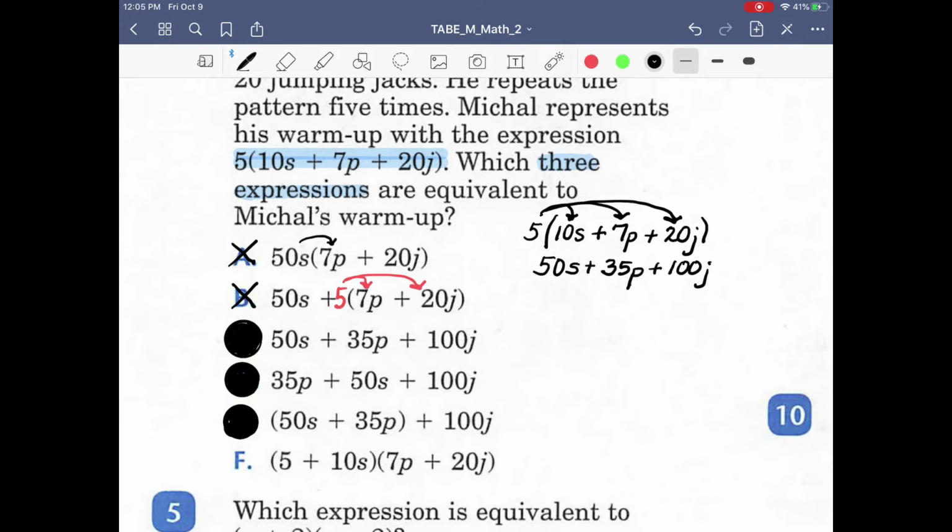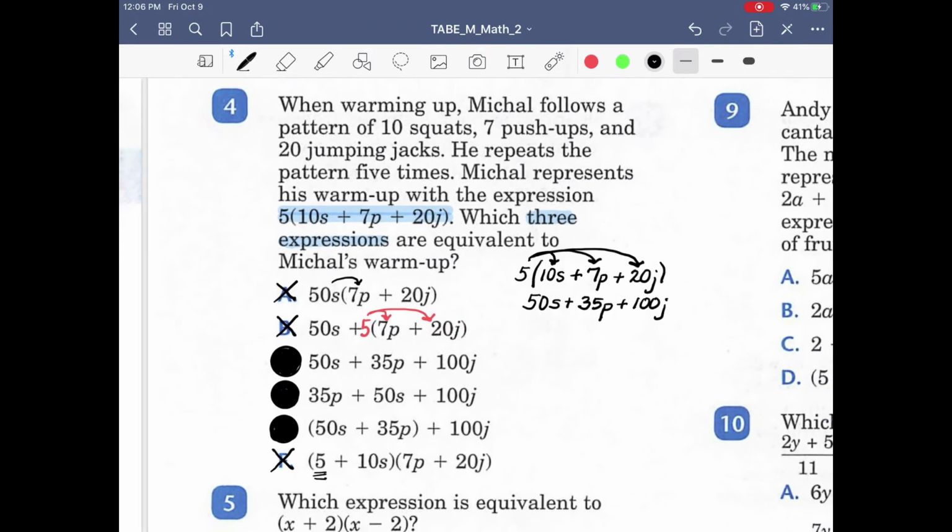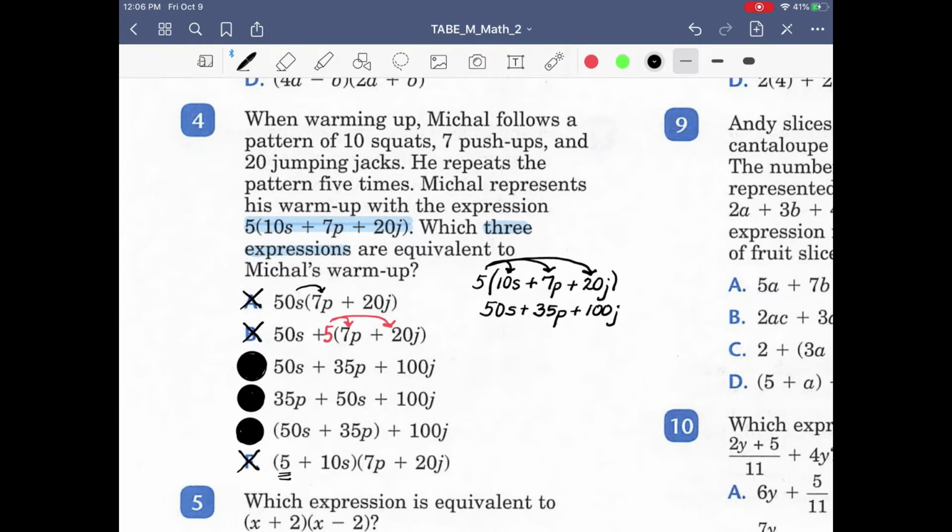And in F, we cannot add 5. We need to multiply that 5. So that one is not an option. So for number 4, I would go with C, D, and E.